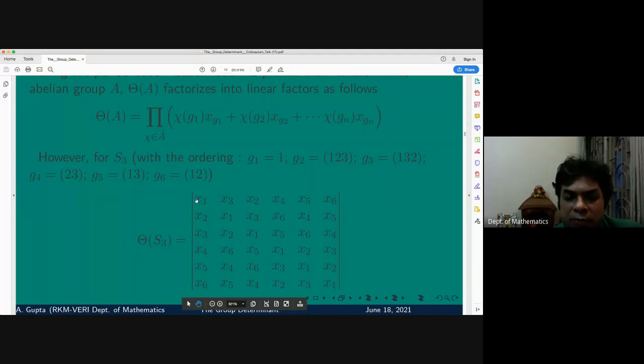Now, what is the order of this matrix? 6. And if we expand the determinant, what will happen? Everybody will agree we will get a homogeneous polynomial in these variables x1 up to x6 of degree 6.